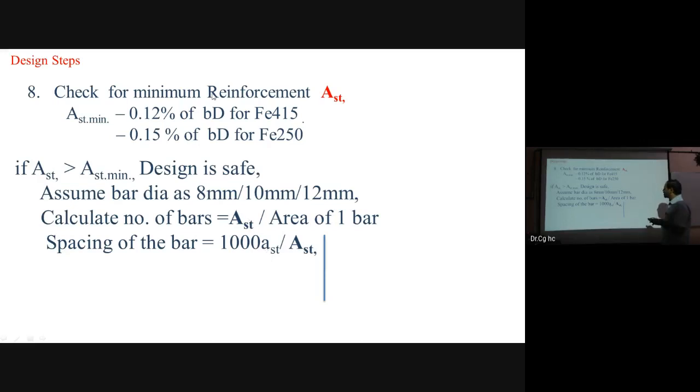1 steel and total area required according to the design. If we divide this, we are going to get the steel.